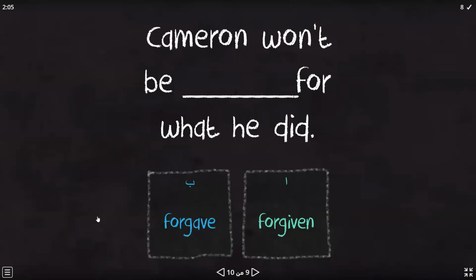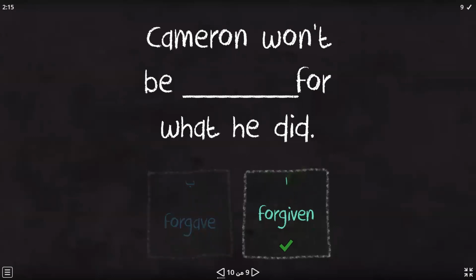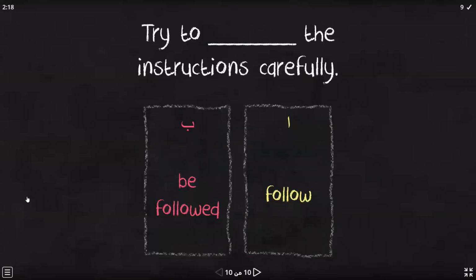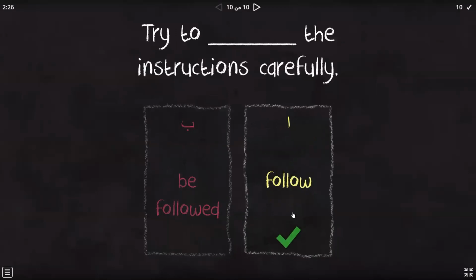Cameron won't be forgiven for what he did. Cameron is the name of a boy. Cameron won't be forgiven. Past participle. Forgive, forgave, forgiven. Try to follow the instructions carefully. Try to, this is active, not passive. Try to follow the instructions.